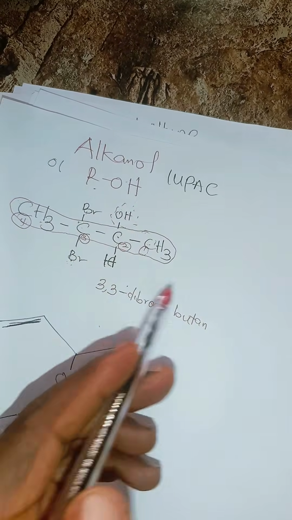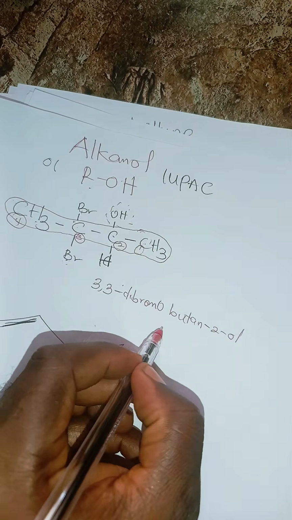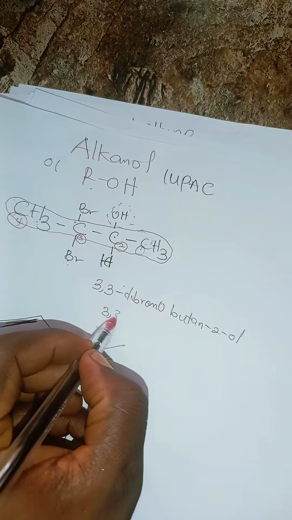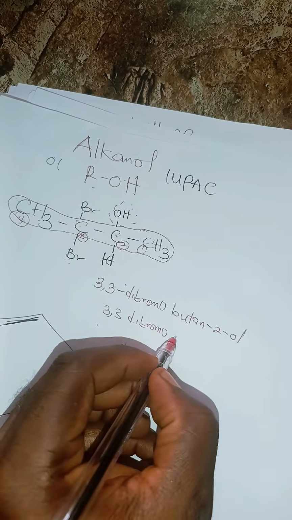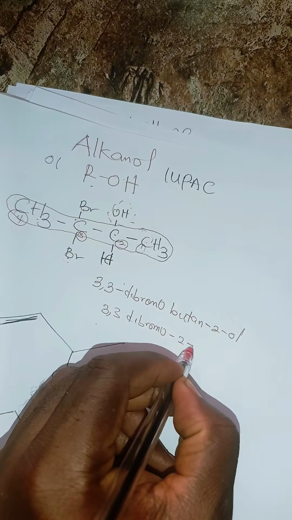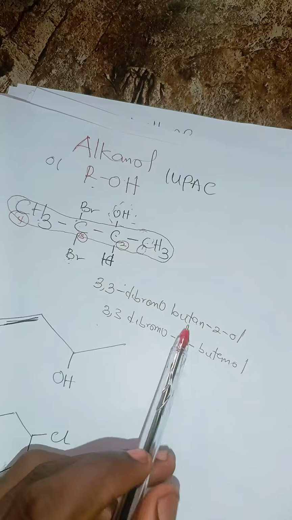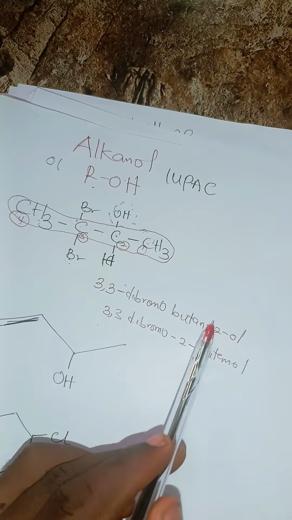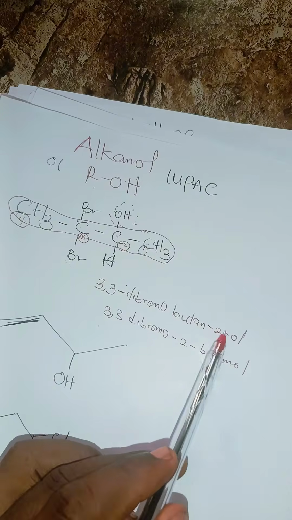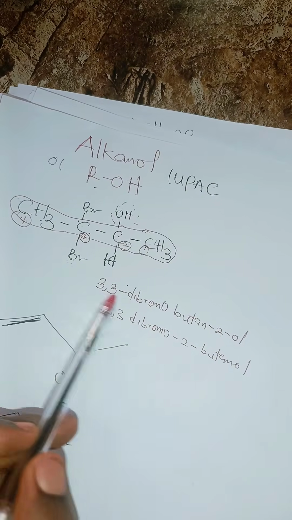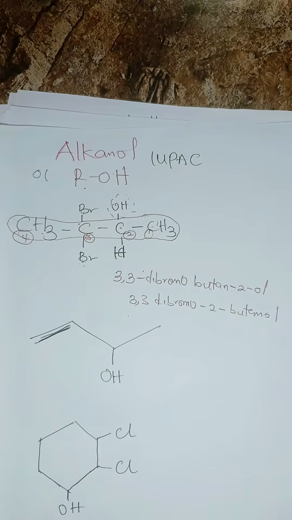So 1, 2, butan 2 or you see some people saying 3, 3 dibromo, then they say dibromo 2 butanol. 2 butanol is the same thing as butan 2 or. It's telling us that our OH is in position number 2. Butan is 4 carbon, OH position number 2. Bromo is in position number 3. Is that clear? Now let's look at this other one.